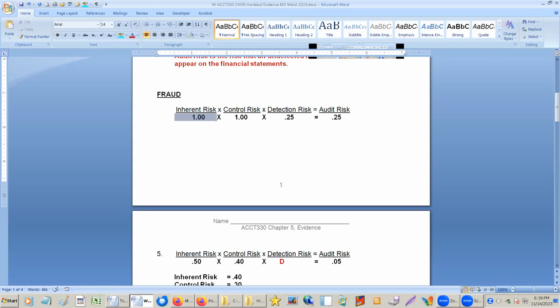So this is what happens when a fraud occurs. The inherent risk goes to 100, and so does the control risk. They've purposefully made a material misstatement. They've purposely had the controls not find it. So frauds are very difficult to find because of that. And if you're not aware that's going on, you might be auditing it to a level that you shouldn't be. You should be auditing it to a higher level. That's why fraud is different than regular material misstatements.